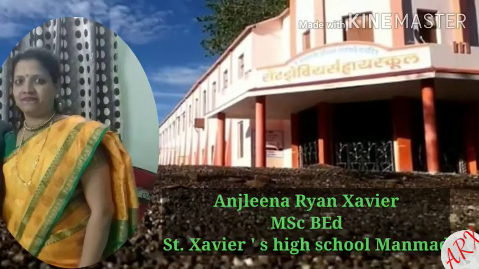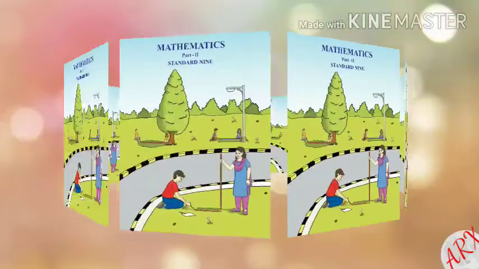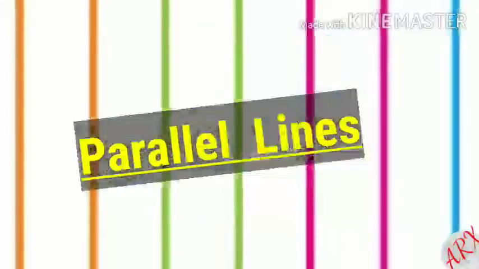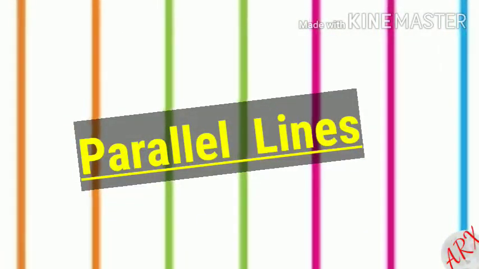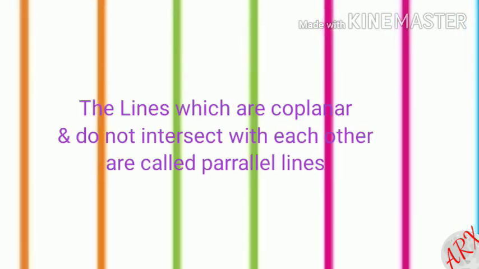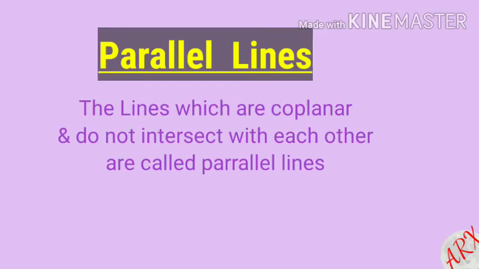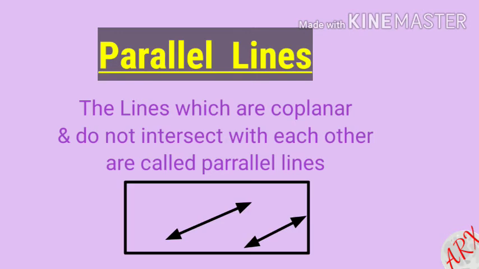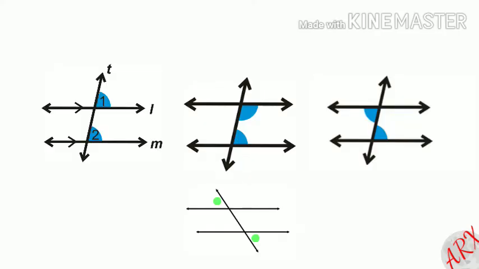Hello students, today we are going to study Mathematics Part 2 of Standard 9, Chapter number 2, Parallel Lines. As we studied earlier, the definition of parallel lines: the lines which are coplanar and do not intersect each other are called parallel lines. We studied in Standard 8 that two parallel lines and their transversal form 8 angles.